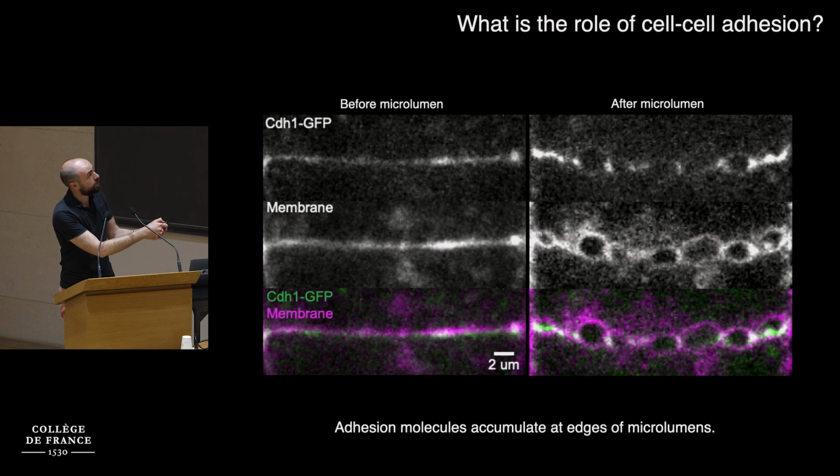We have adhesion molecules, which are initially homogeneously localized along the cell-cell contact. And here, after the fracturing of the cell-cell contact, we have those water pockets. And the pockets are cornered by adhesion foci. This is a 2D slice through the contact, but what you have to imagine is a capsule, which is surrounded by a circle of adhesion molecules.